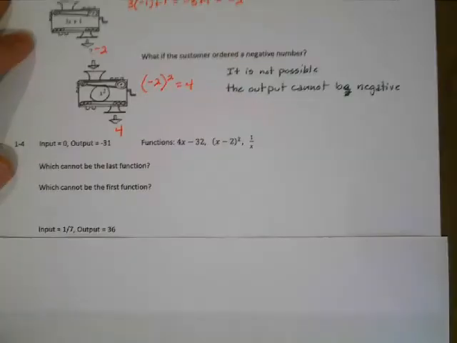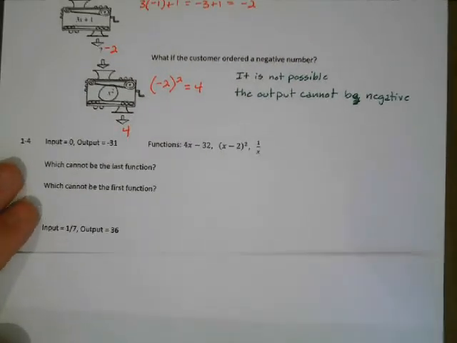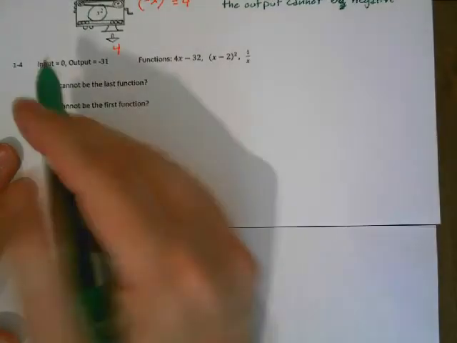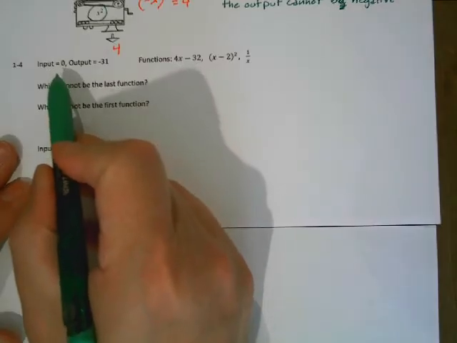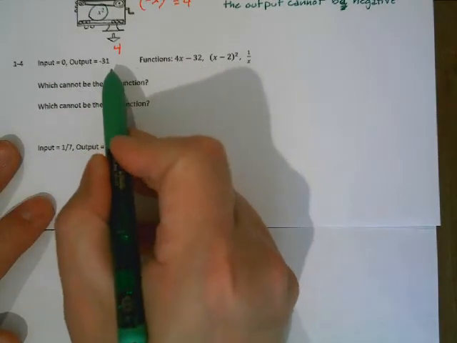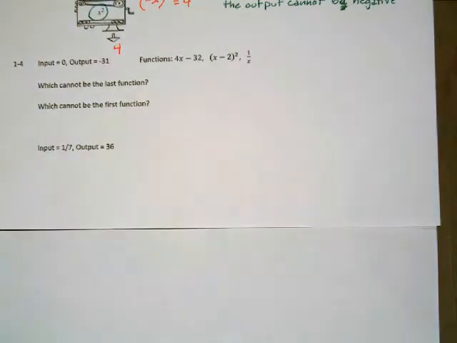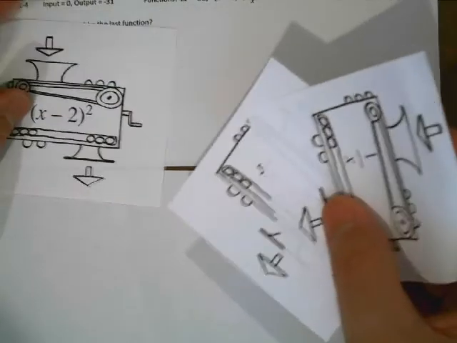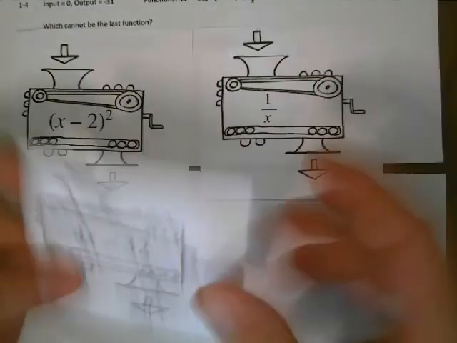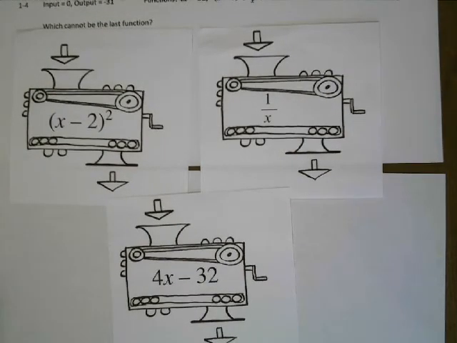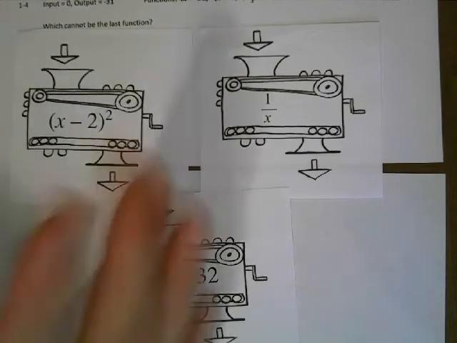All right, next one, we got a little bit of a challenge here. All right, so this is 1-4. So we've got an input of 0 and an output of -31. And this time we've got 3 different functions. And I've actually got those functions right here. All right, so I've got these 3 functions. And our input is 0. Our output is -31.